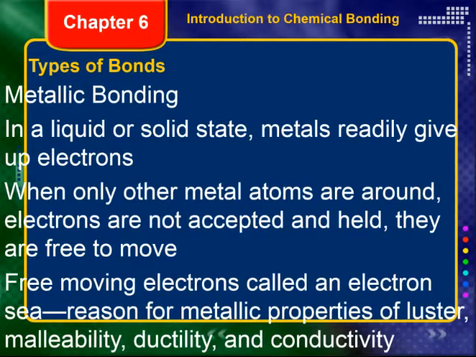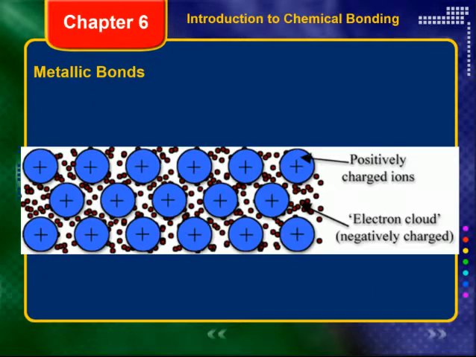We refer to this as the electron sea. These free-moving electrons are called an electron sea, and that electron sea is the reason for any metallic property that you can think of: the luster, the malleability, the ductility, or the conductivity of heat and electricity.